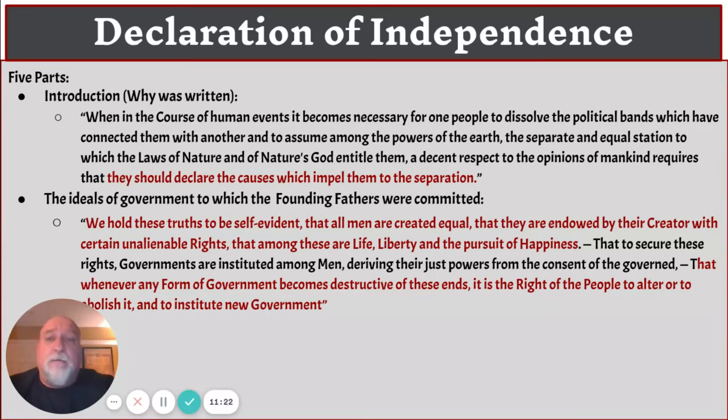And they are endowed by their Creator with certain undeniable rights. And these are life, liberty, and the pursuit of happiness. So these are the three big rights according to Jefferson's independence statement. And these rights are protected by a government that gets their power from the people. And if a government doesn't protect these rights, the people have the right to get rid of that government and start another one. That's all that means.